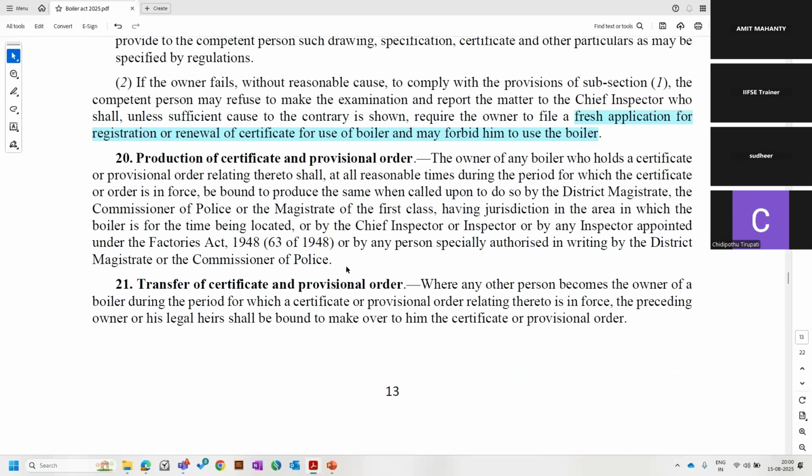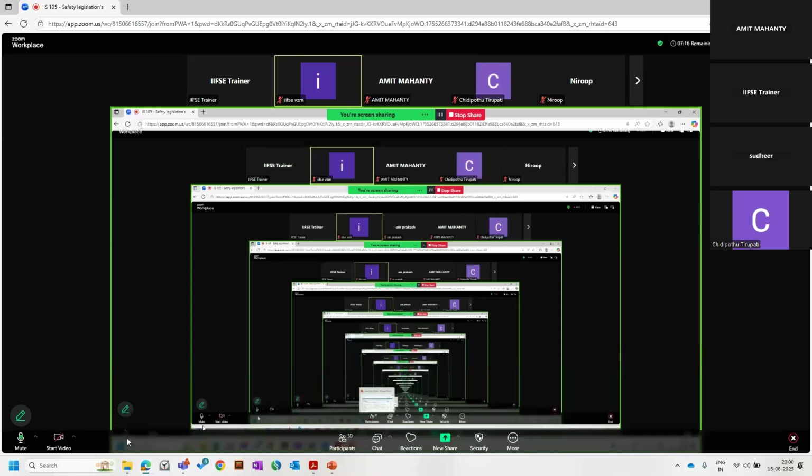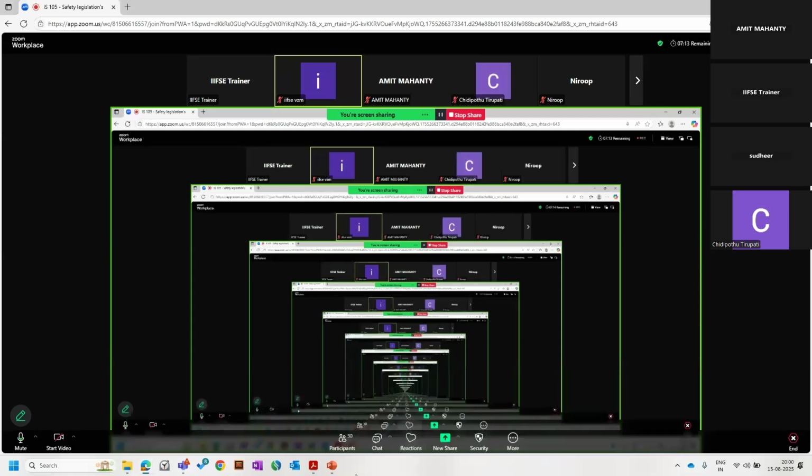Production of certificate or provisional order, in the sense, just to show them in the case if they ask to showcase the certificate. Okay. Any questions as of now? Okay. No.